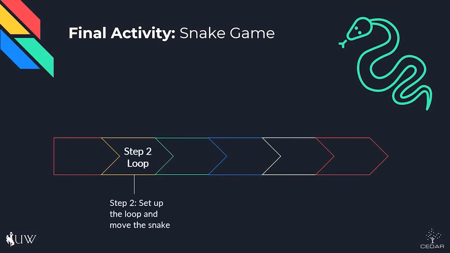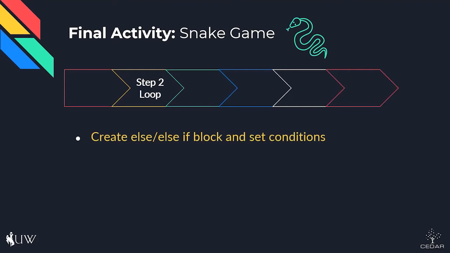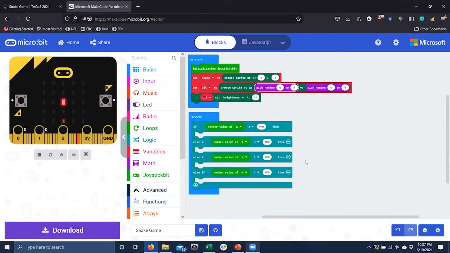Step 2. Setting up the loop and moving the snake. We'll start by recreating the same if-else-if structure that we used while working with the joystick yesterday. Your code should look like this. It should say, if rocker value of x is greater than or equal to 900, else if rocker value of x is less than 100, else if rocker value of y is greater than or equal to 900, else if rocker value of y is less than 100.